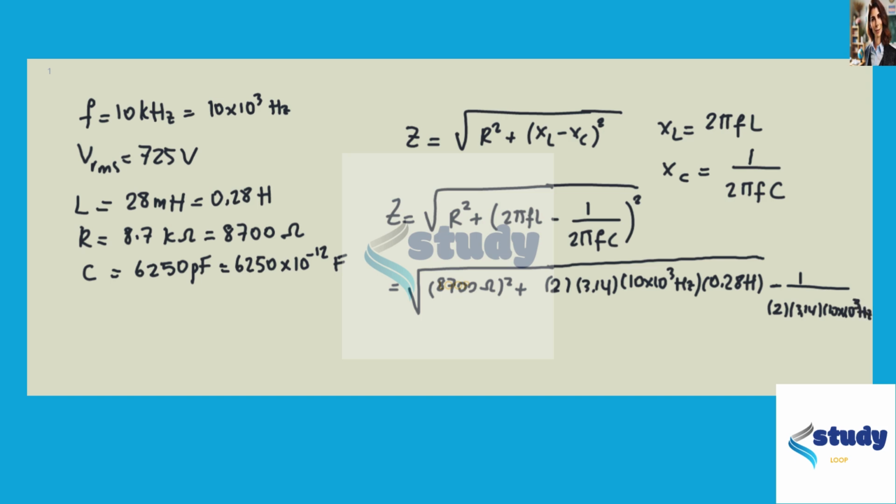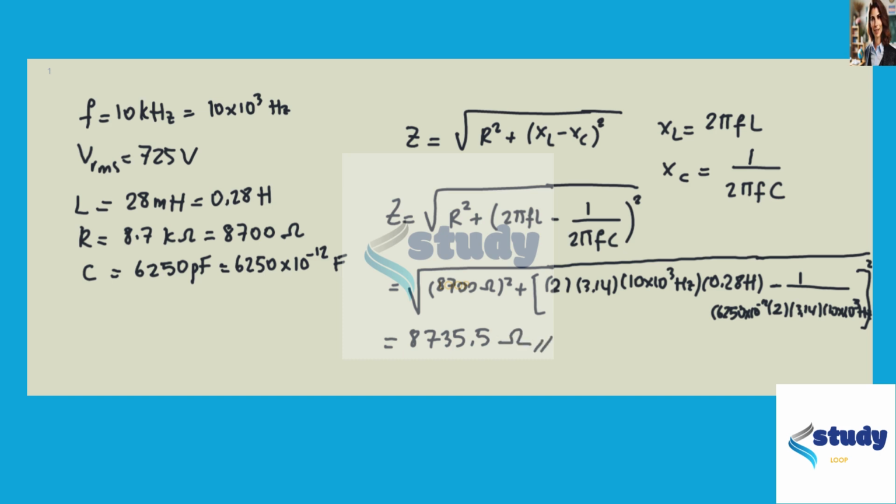And one more to add here. Let me add it here. It is the capacitance, so it's 6250 times 10 to the power of negative 12, still in the denominator. I apologize, I ran out of space here. Now we're going to take the square of this under the square root. Then the total impedance is going to be 8,735.5 ohms, if we do everything correctly.